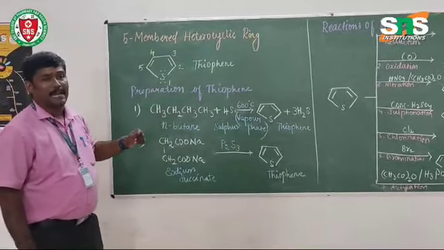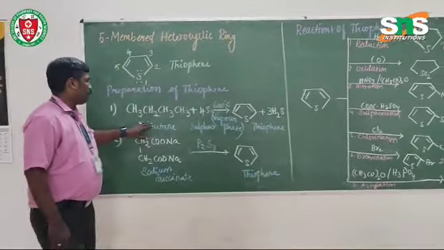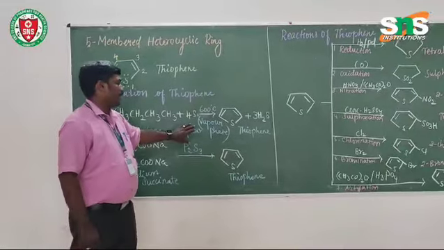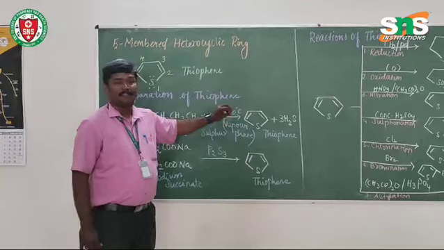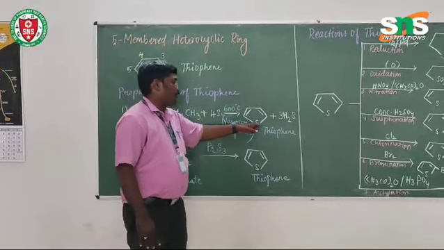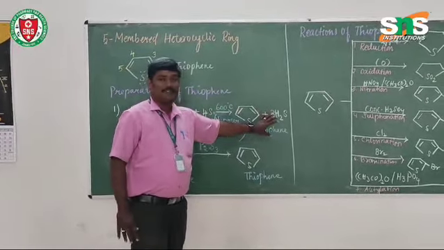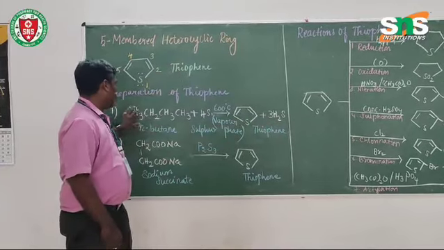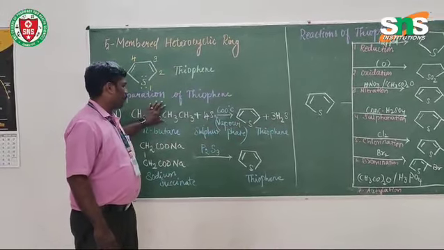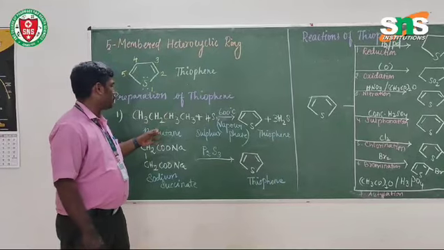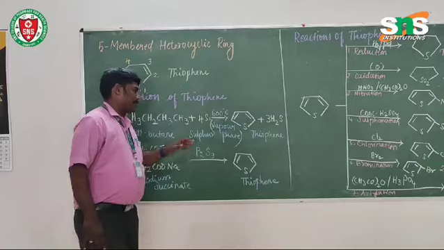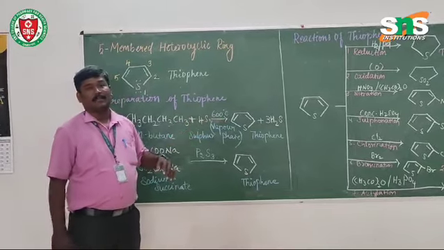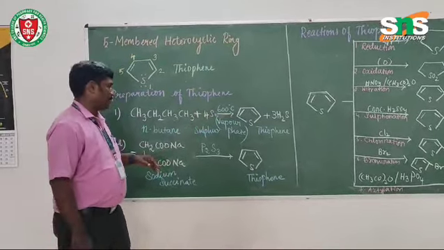Thiophene can be prepared by treating n-butane with sulfur at a temperature of 600 degrees Celsius, that is, vapor phase, which will give the product thiophene with the elimination of hydrogen sulfide. So when we treat n-butane, that is CH3CH2CH2CH3, with 4 sulfur, it will give thiophene with the elimination of hydrogen sulfide.